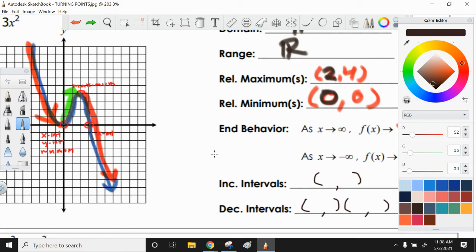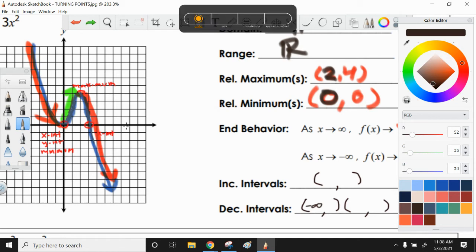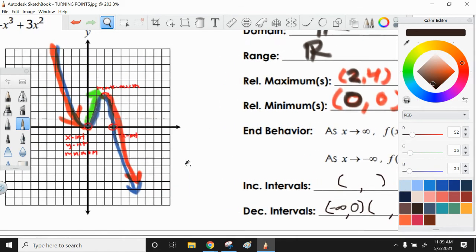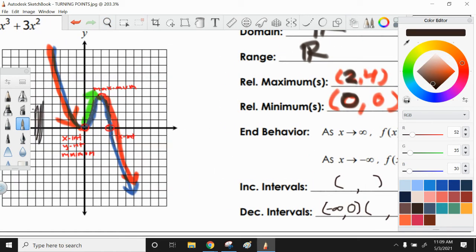We're starting decreasing, so we're always going to put a negative infinity first because we're always starting at negative infinity. Even though it looks like it's very high up at positive infinity, we're talking x values, it always, always, always starts at negative infinity. And then you just take these numbers right here and you pick the lowest one. The lowest number would be a 0, so you put a 0 here. And that is our first decreasing interval, right? That's from negative infinity all the way to 0.